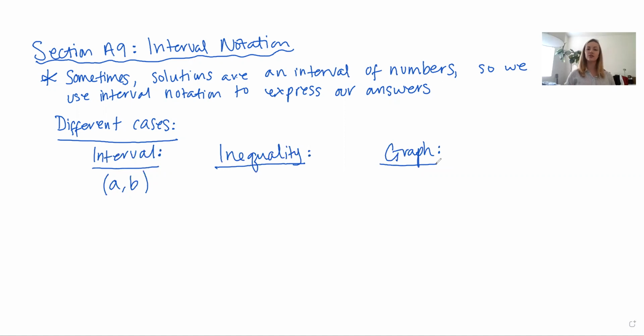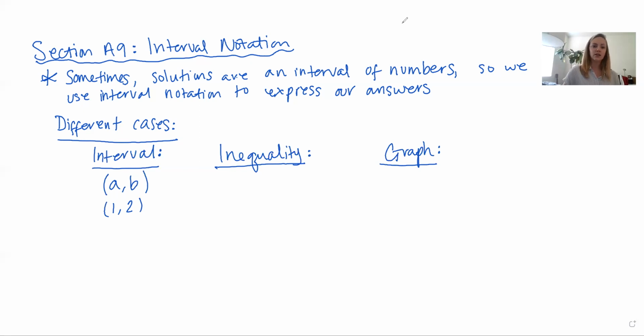Again, first one with parentheses from our numbers A to B. What this is saying is that our solution for x, or whatever variable we're working with, is somewhere between the numbers A and B. If these were, for example, 1 and 2, that means our solution is somewhere between 1 and 2. It could be 1.5, it could be 1.6, just somewhere in between 1 and 2. What these parentheses mean is that we can't include those numbers. So our solution will never be exactly 1 or exactly 2, but anywhere in between is perfectly fine. 1.99999 repeating is fine because it's between 1 and 2, but not exactly 2 or 1.